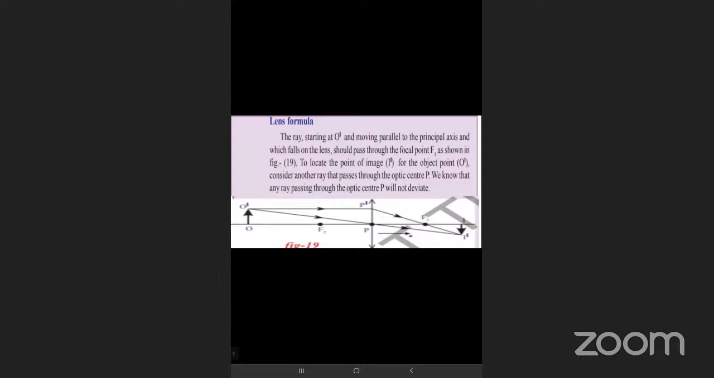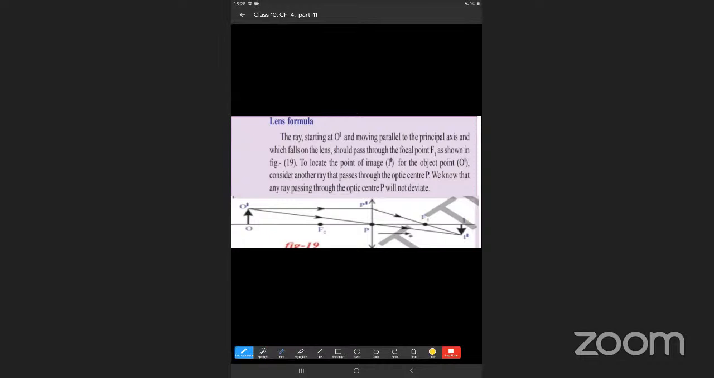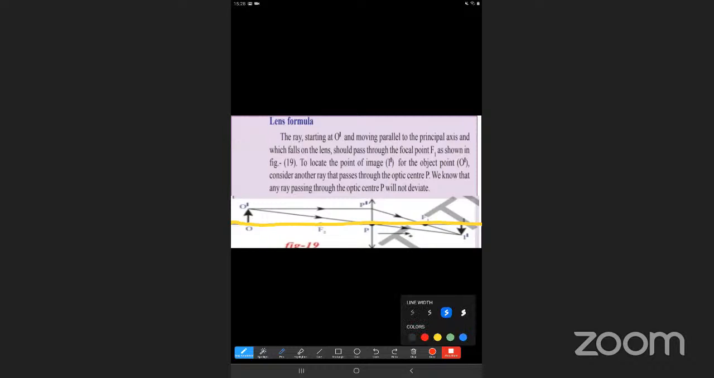So here, have a look at the diagram. This is the principal axis we know. It always passes through the pole and center of curvature. Here F1 and F2 are the focus points. Here this is the object, O and O dash is the object here. P is the pole, right?